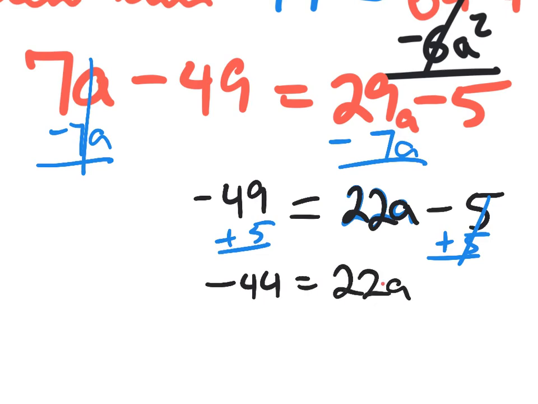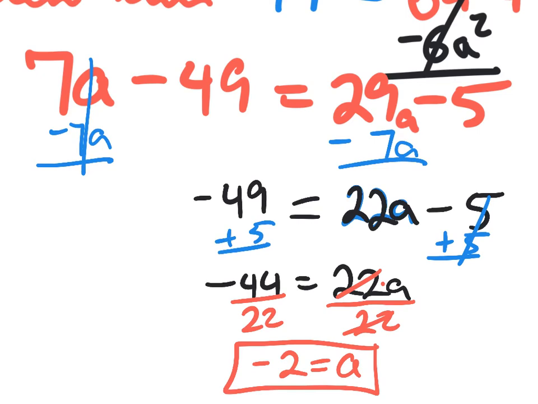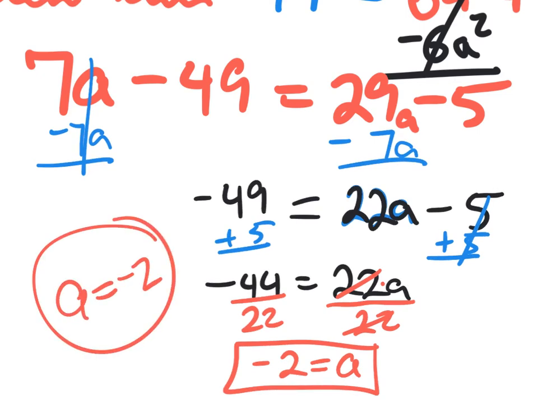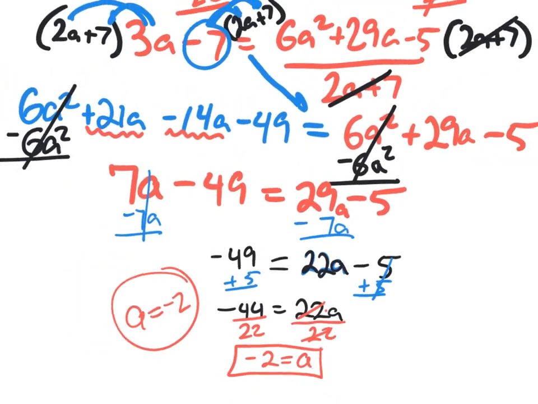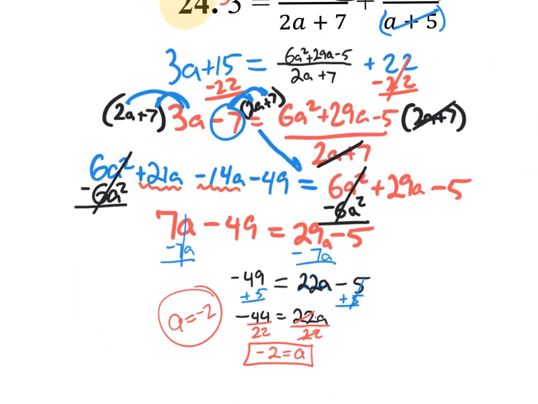Which means 22 times a, which would mean that on your last step, to get rid of that multiplication of 22, you divide by 22. And what you do to one side, you do to the other side, giving you the final answer of a equaling negative 2. A equals negative 2.